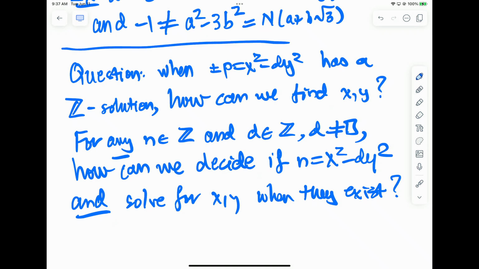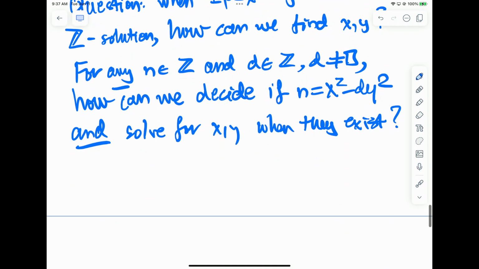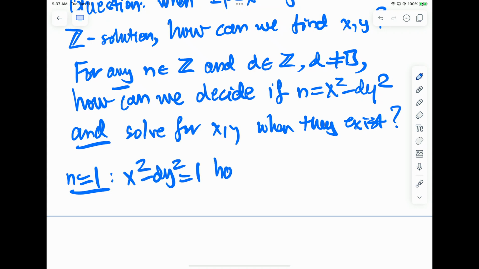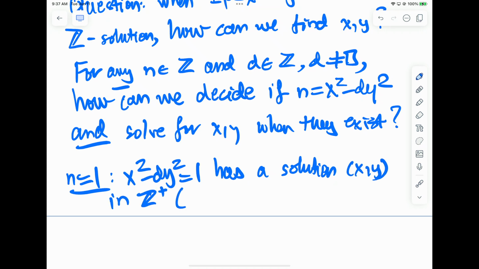So the first case that's important to understand is n equals 1. Okay, if n equals 1, x squared minus dy squared equals 1. If I say it has an integer solution, that's obvious, 1, 0. The point is it has a solution x, y in positive integers. So this goes under the name of Pell's equation. You just Google Pell's equation, and you can find a discussion of this. So you can solve for this in positive integers.